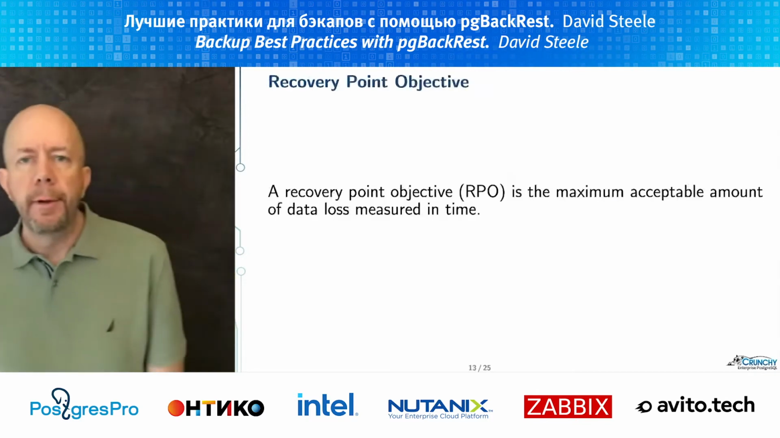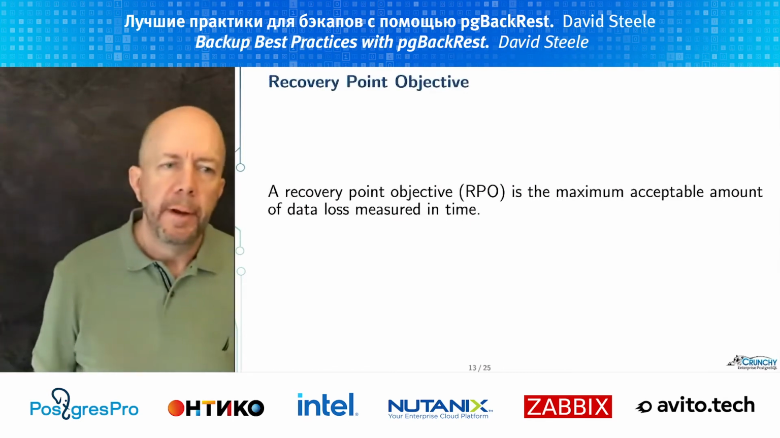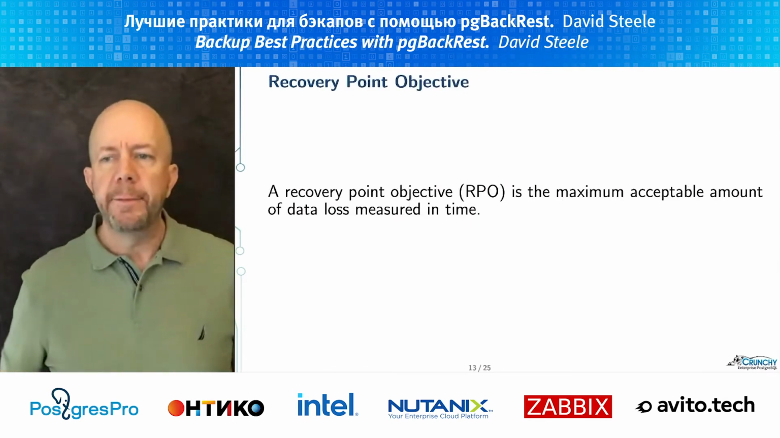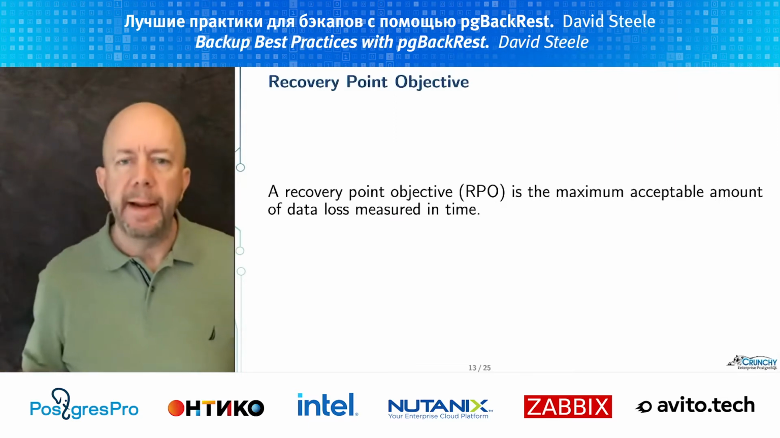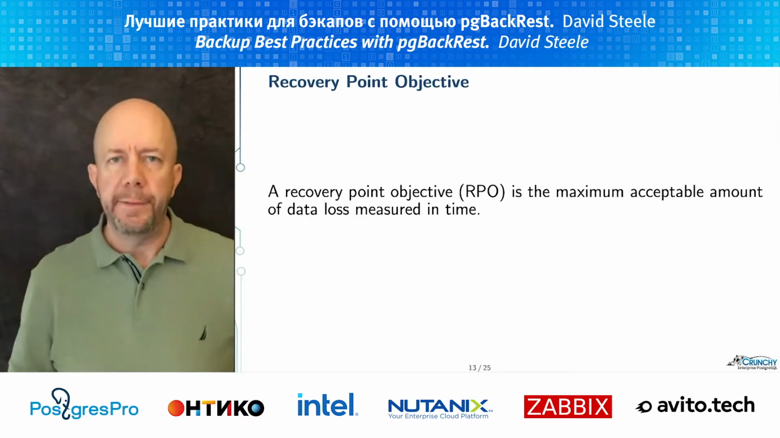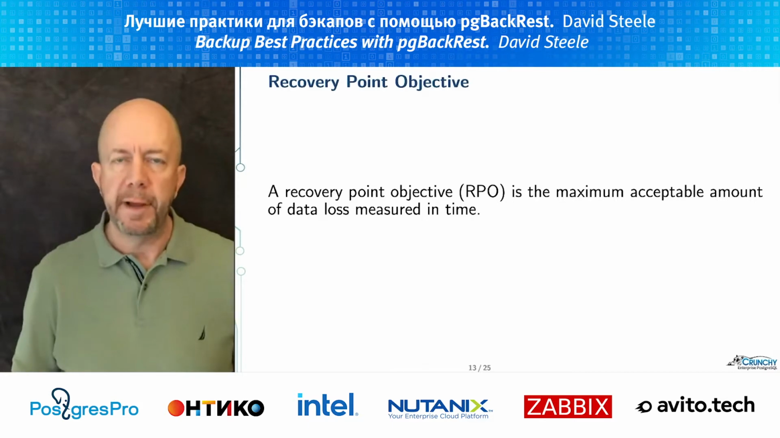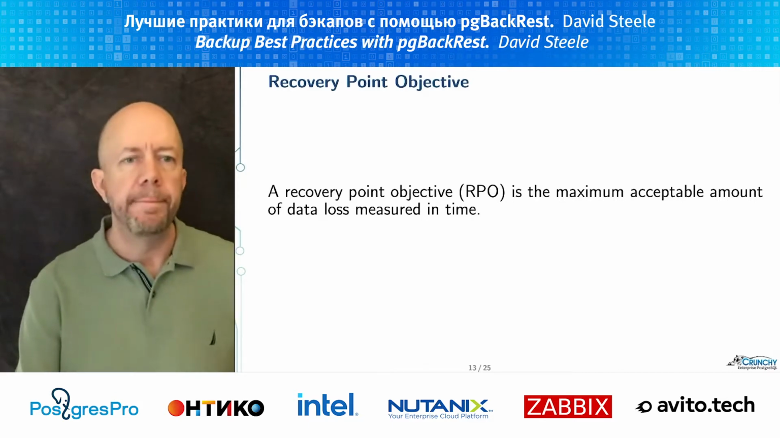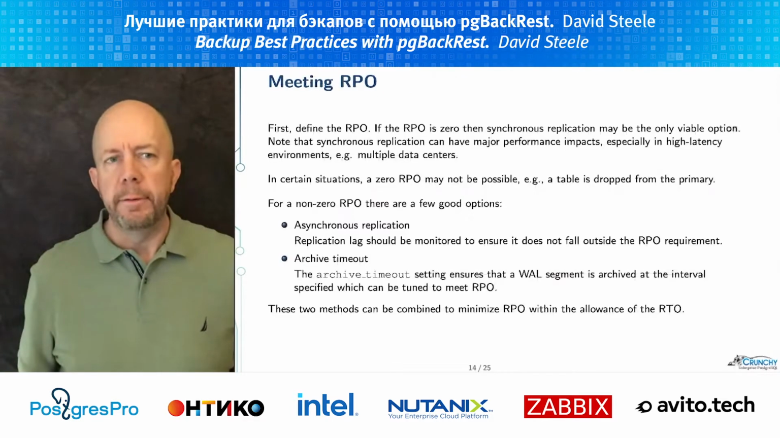All right, so now that we've got some of the basics there, let's talk about recovery point objectives. A recovery point objective is the maximum acceptable amount of data loss measured in time. So let's say my recovery point objective is 15 minutes. That means it's acceptable for me to lose 15 minutes of data from my database after some kind of disaster or failover, etc.